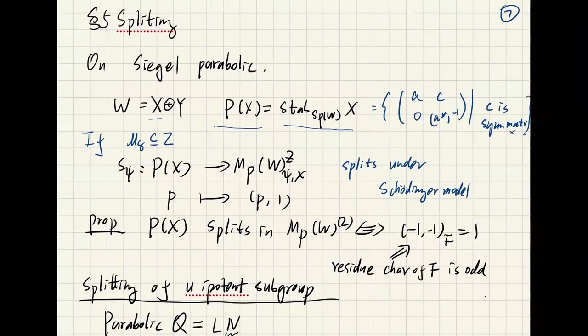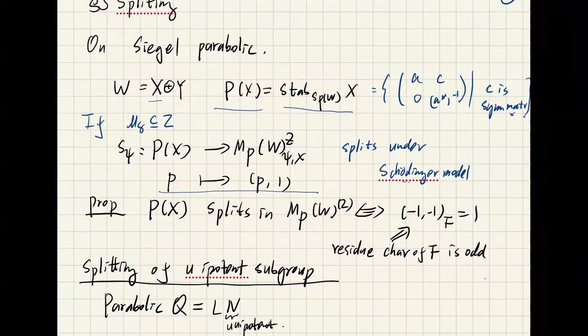The point is that under the Rao cocycle, or rather Leray's realization, you have this kind of splitting. Furthermore, it splits in the double covering if and only if the Hilbert symbol of -1 is equal to 1. This holds for all cases when F has residual characteristic not equal to 2.